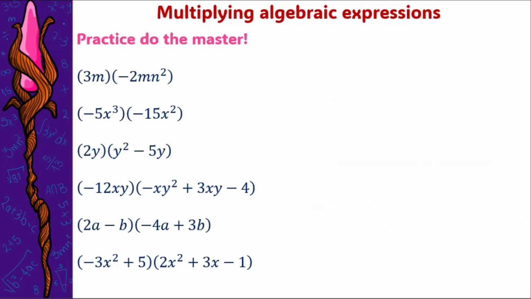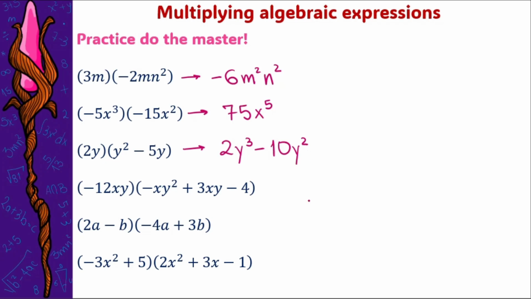Okay guys, since practice makes the master, please go ahead and try these ones. Pause the video and when you come back, check if your process was correct. Okay, this answer would be minus 6m to the square n to the square. This one is 75x to the 5. This one would be 2y to the cube minus 10y squared. This one a little longer, it will be 12x squared y cubed minus 36x squared y squared plus 48xy.